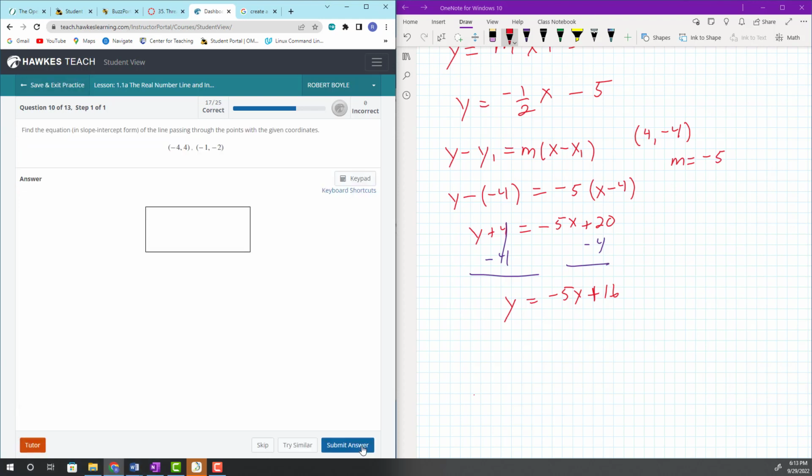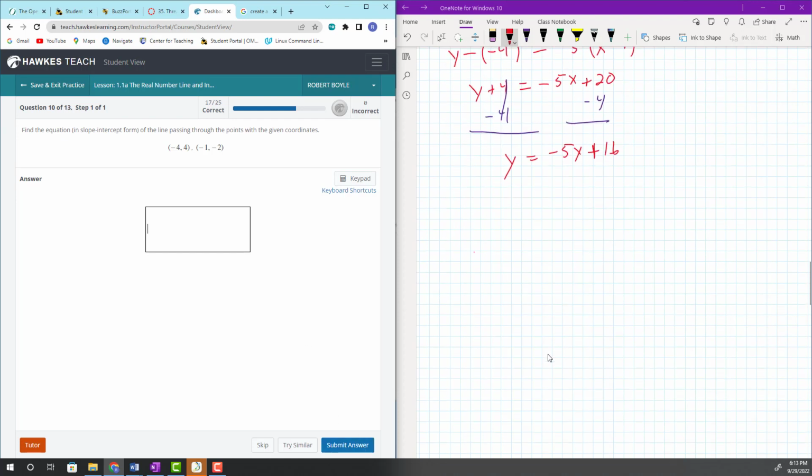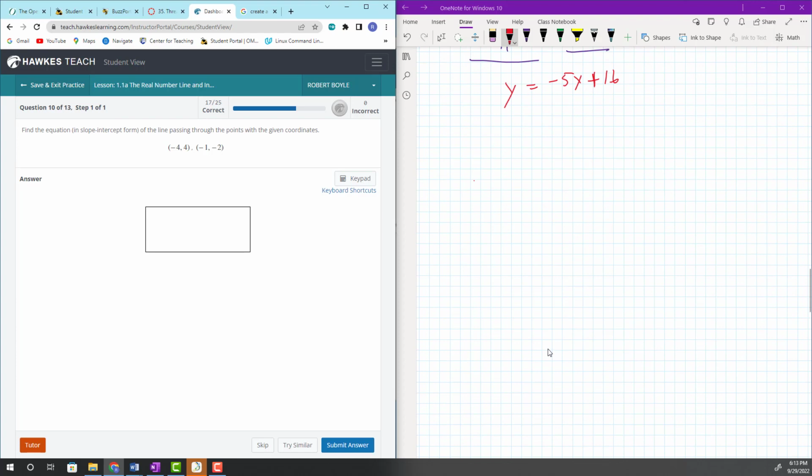Okay, now we want to find the equation in slope-intercept form that passes through the points for these given coordinates. Once again, we start off with the exact same formula, the point-slope form. Y minus y1 is equal to m times the quantity x minus x1. There's only one slight problem. We don't know what m is, but that's okay. We have 2 points, -4, 4, and then we have -1, negative 2. We can use these 2 points to figure that out.